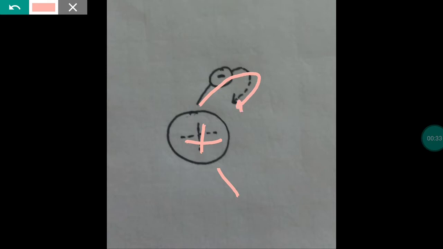Now, how can we make this electron emission possible? That means, how can we make the electron escape out of this positive potential? For this purpose, we have to give enough kinetic energy to the electron, and that minimum energy is known as the work function of the metal.